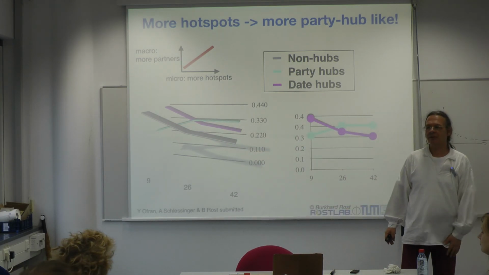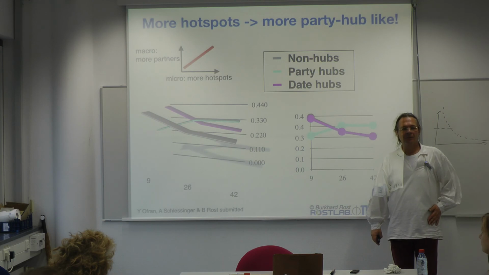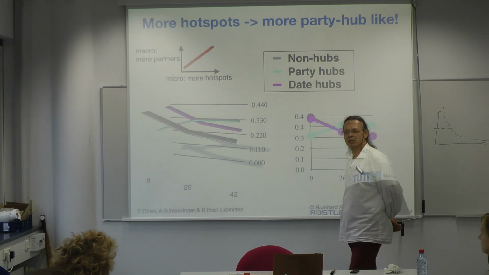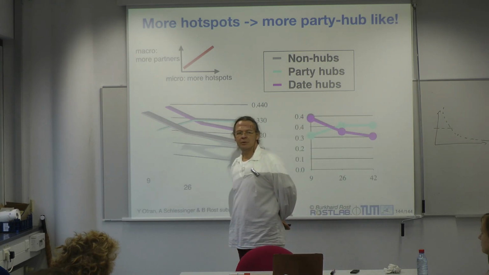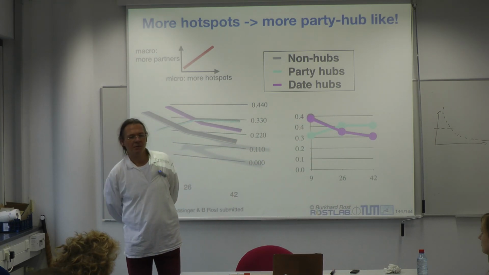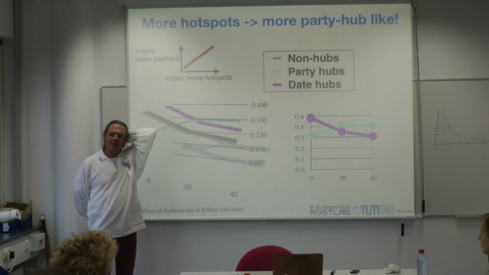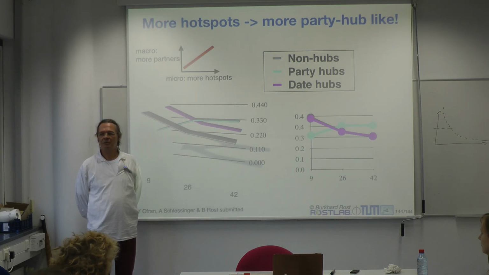Any idea how we could sort of attack date hubs? Can you think about some feature that you may expect for a date hub? Some of you may have heard that last semester, but I can't remember whether I discussed it last semester. Sometimes in the first lecture I discuss it, sometimes not. So I can't remember. No?